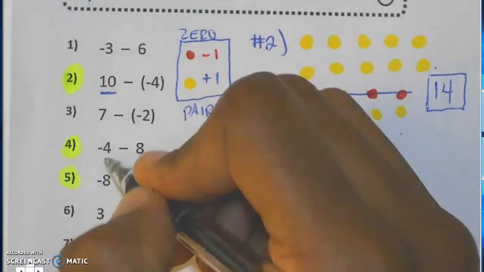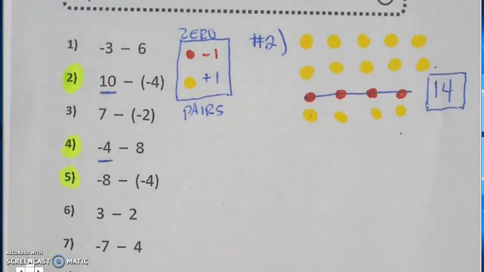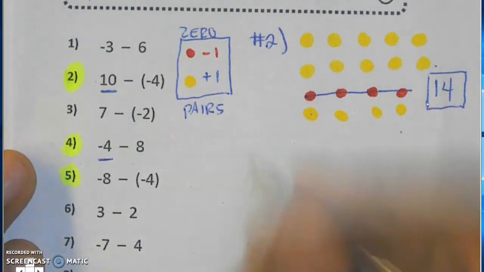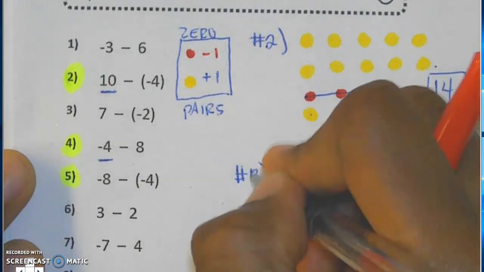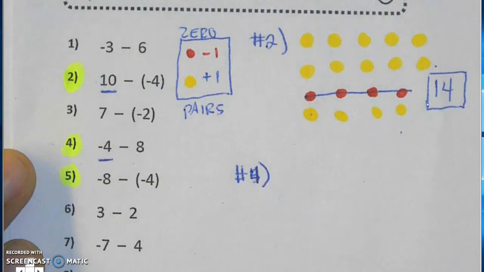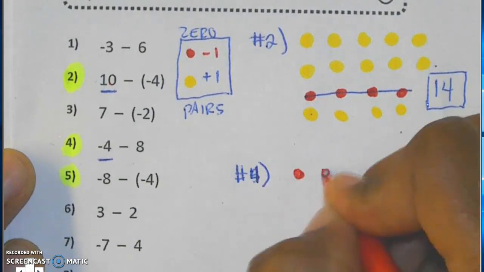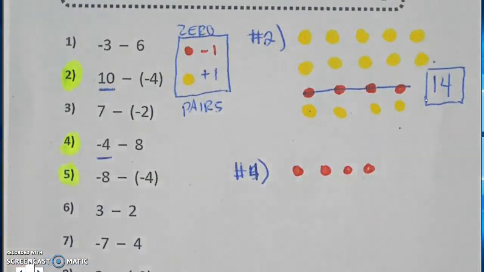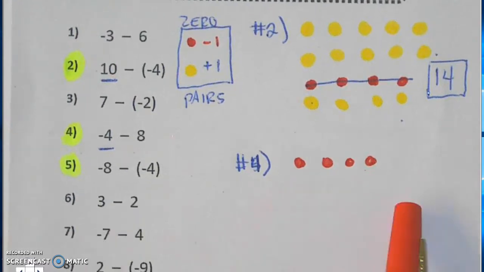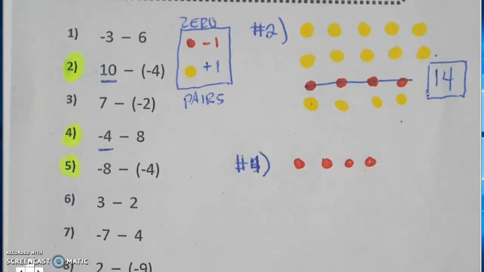Let's look at number 4. Number 4 says a negative 4 minus a positive 8. So again, we only model the first number. The first number is going to be negative 4, which I'm going to model. And I have to subtract a positive 8. Do I have any positives? No, I only have 4 negatives, so there's no way I can subtract positive 8.